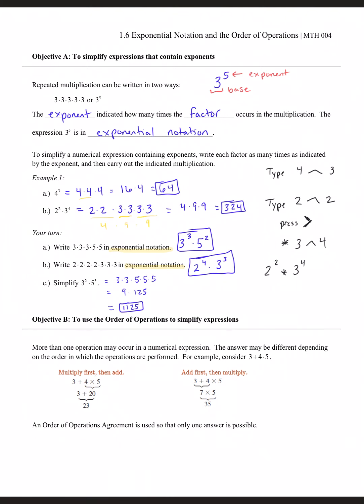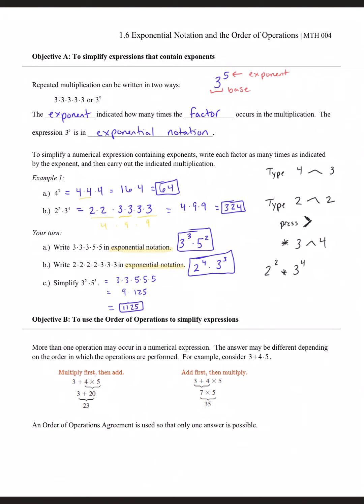Now, letter C, the instructions are different here. These instructions tell us to simplify, so we have to actually work through and calculate this problem. We have 2 3's and 3 5's, and I just did them too. 3 times 3 is 9, 5 times 5 times 5 is 125, and multiply that, you get 1125 altogether.